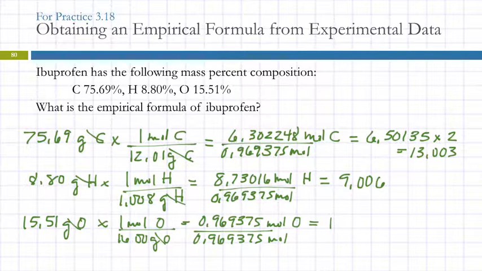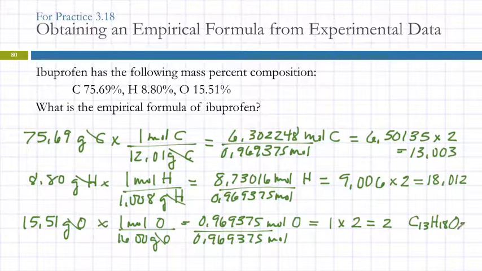If I multiply 1 by 2, I have to multiply all of them by 2. So if I multiply this by 2, I'm going to get 18.012. Is that still rounded to a whole? I can still round that to a whole number, right? I can round that to 18. And then I have to multiply this one by 2, and that's going to be 2. So I come up with C13, H18, O2. Any questions?